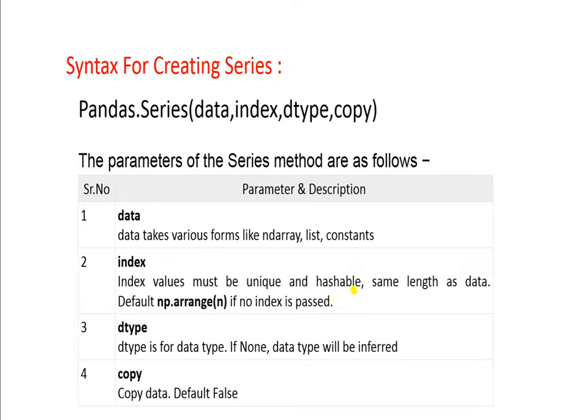And the next argument is data type. This is the data type of the list, array or the elements which you pass in data. It will display the data type for the data element. And next is copy. The copy argument is used to copy the contents. Students, data type and copy arguments are not in your syllabus, so we have to do data and index practically.